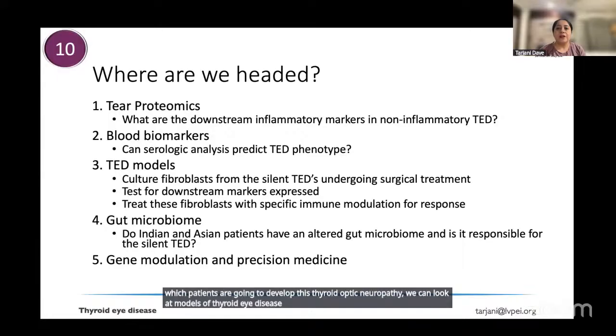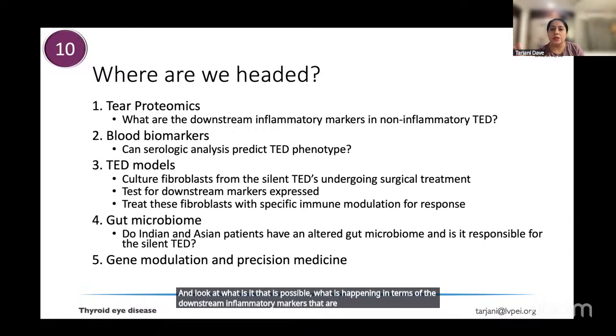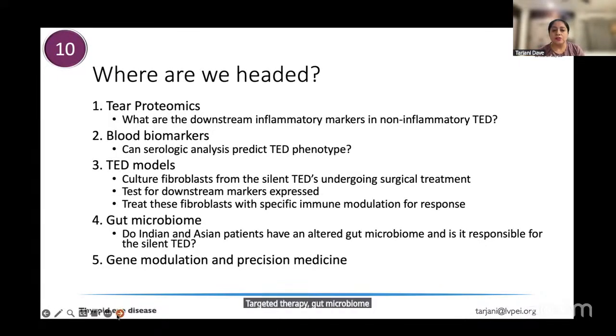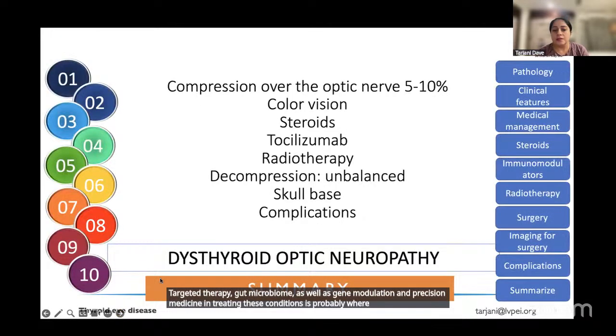Animal models are very difficult to make. We can make a fibroblast model and look at what is happening in terms of the downstream inflammatory markers produced in these different phenotypes of the disease, and try to target them with targeted therapy. Gut microbiome, as well as gene modulation and precision medicine in treating these conditions, is probably where thyroid eye disease is headed.